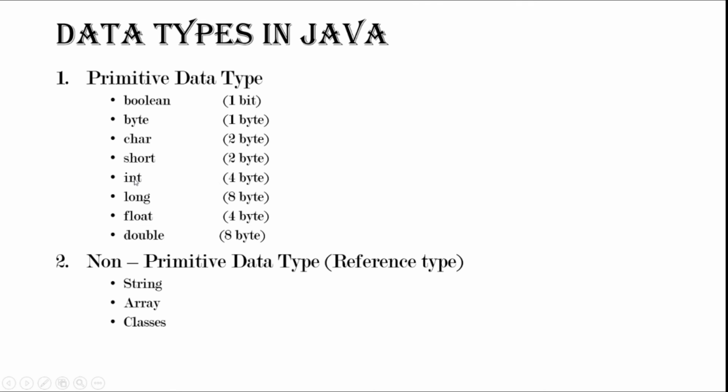Byte, short, int and long store numeric values. Float and double store floating point values. Boolean stores true and false. And the char data type stores a character. A non-primitive data type is also called a reference data type. This data type is not defined by Java. It is created by the programmer to call a method or perform some other operations. These are string, array and classes.